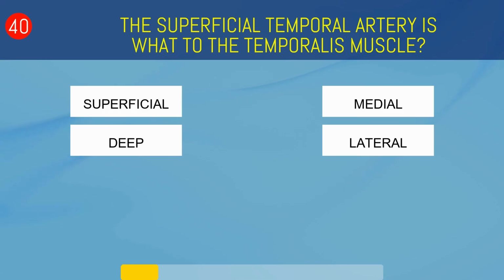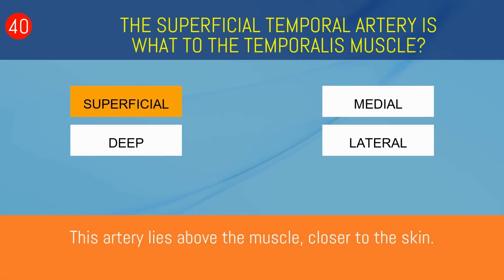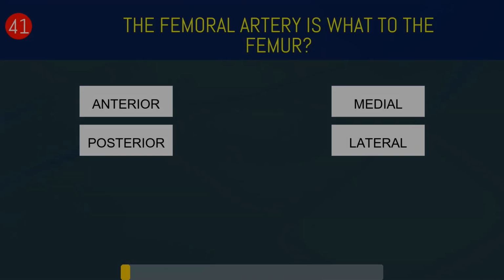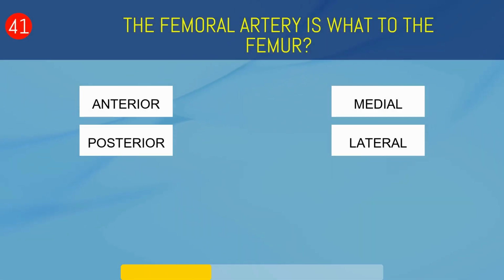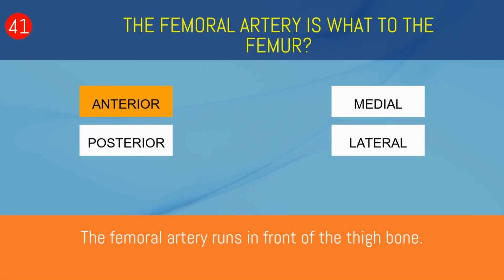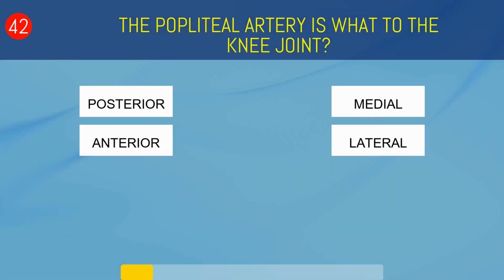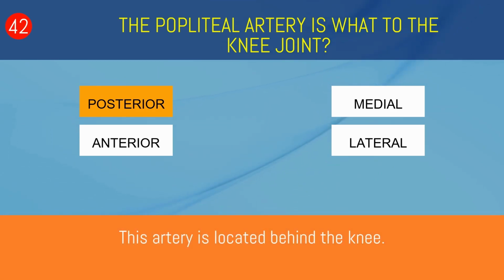The superficial temporal artery is what to the temporalis muscle? Superficial, deep, medial, or lateral? Superficial. This artery lies above the muscle, closer to the skin. The femoral artery is what to the femur? Anterior, posterior, medial, or lateral? Anterior. The femoral artery runs in front of the thigh bone. The popliteal artery is what to the knee joint? Posterior, anterior, medial, or lateral? Posterior. This artery is located behind the knee.